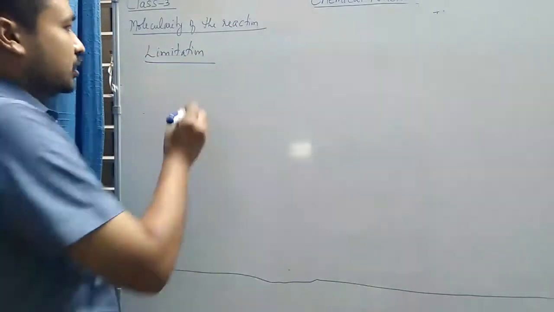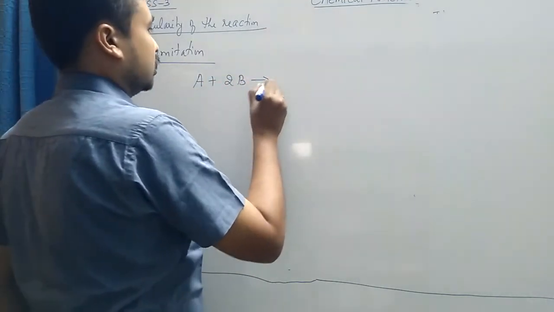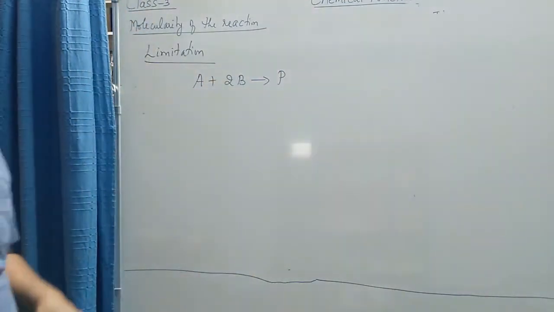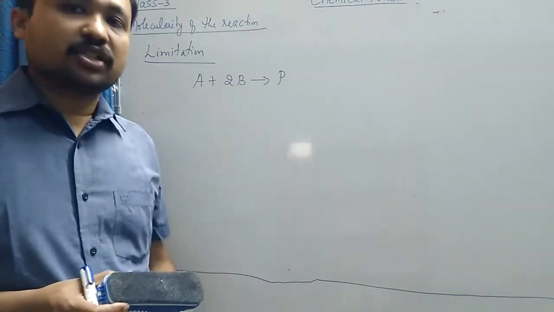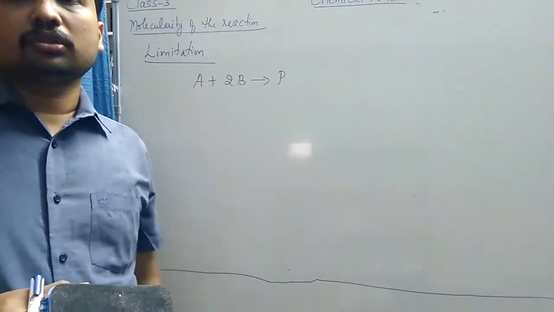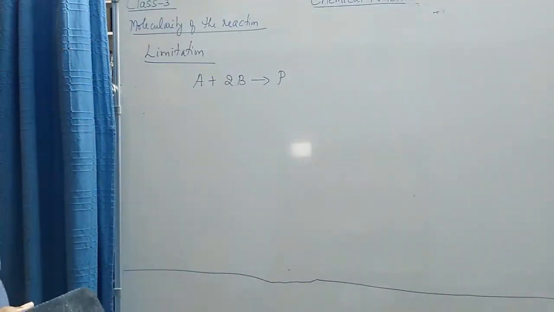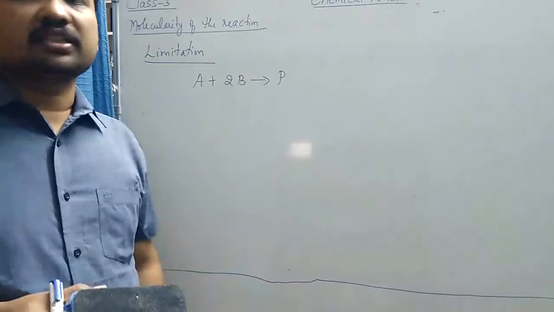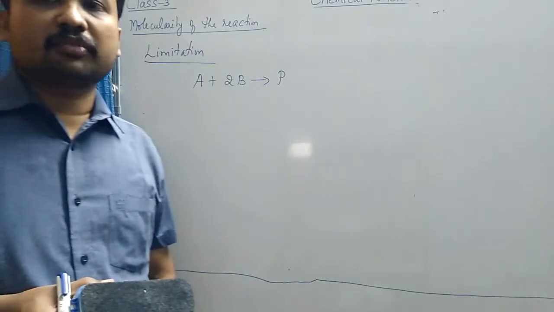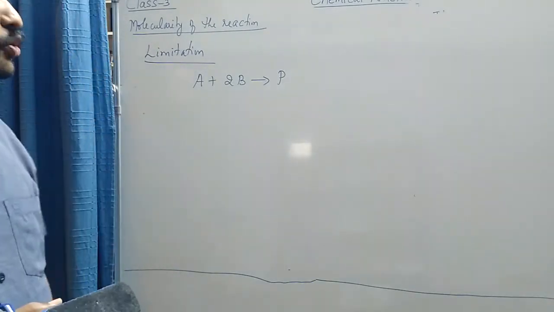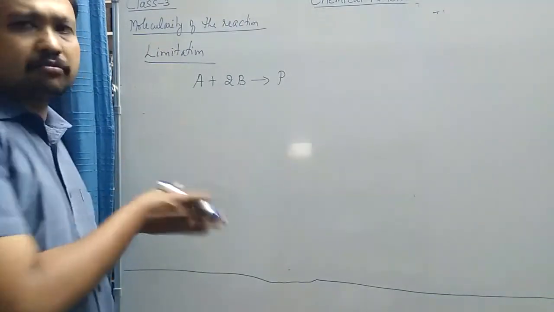Suppose you have a chemical reaction A plus 2B giving product. You know that a chemical reaction in most cases does not take place in a single step. So though the balanced chemical equation looks simple, appearing that the reaction takes place in a single step, this may not be so. This reaction may be a complex reaction taking place in several steps. Let us assume that we already know the mechanism of this reaction.